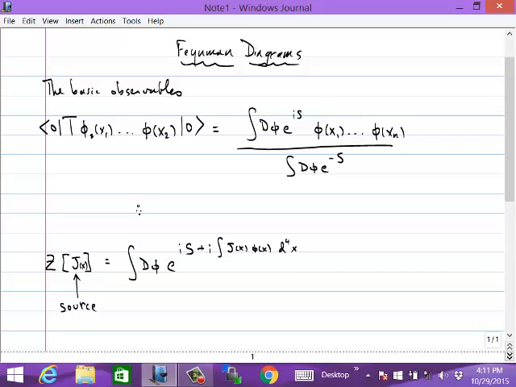And then the idea is that our correlation function is computed by taking a bunch of variational derivatives of our partition function, or generating functional, with respect to the source j, and then evaluating those derivatives at j equals 0. So are there any questions on this? So this is the basic setup, which we introduced last time.